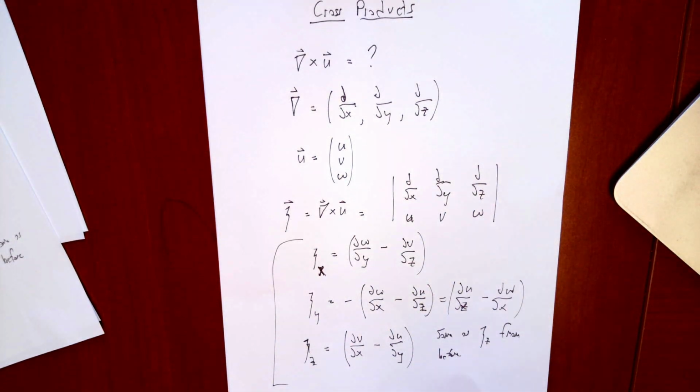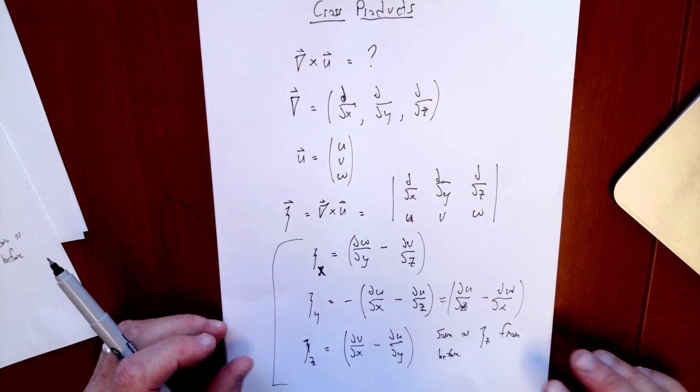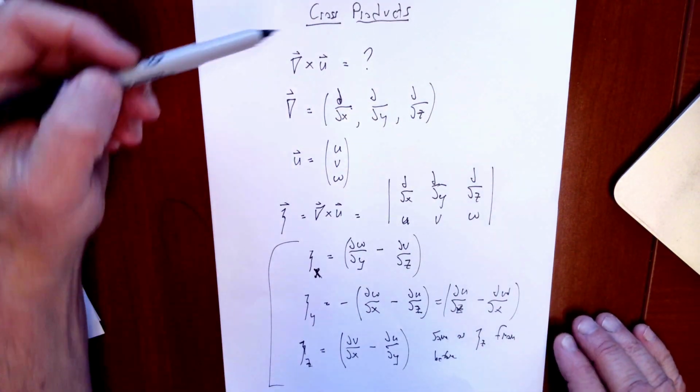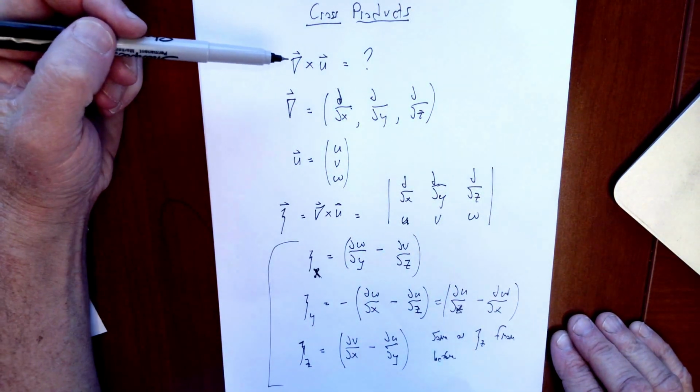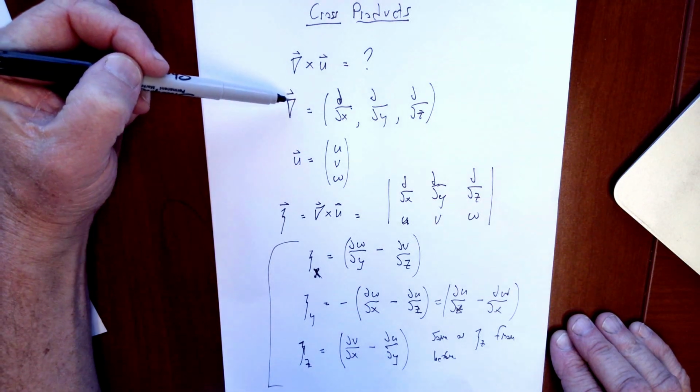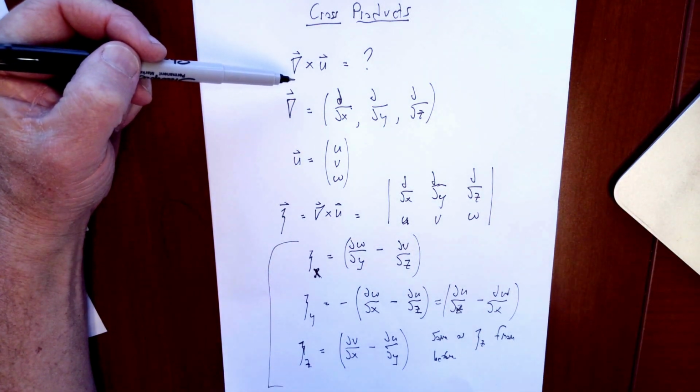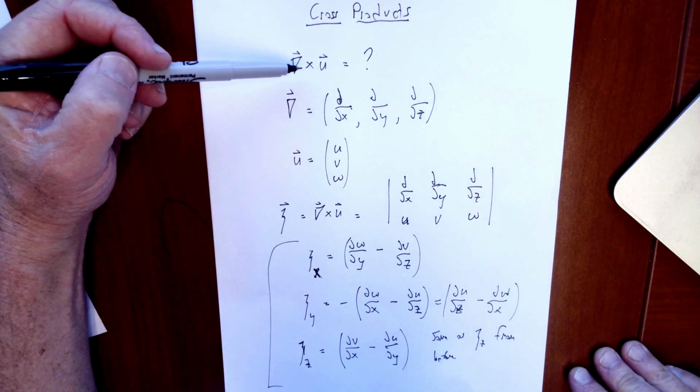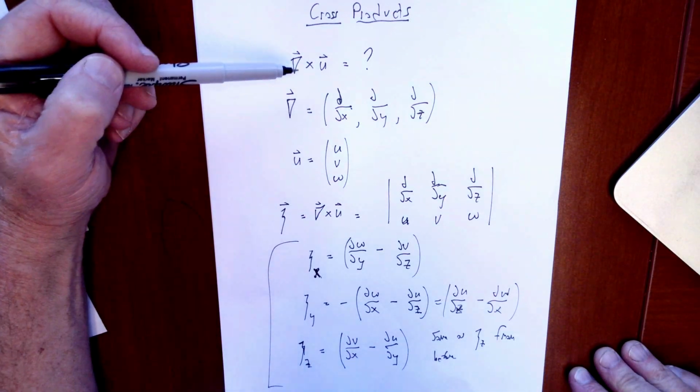So in order to find vorticity, we need to take the cross product of del with u. So here's del, it's a vector. I don't know if you're really supposed to put a vector sign over it or not, but it is a vector. And of course u is a vector, so we're going to take that cross product to find the vorticity.